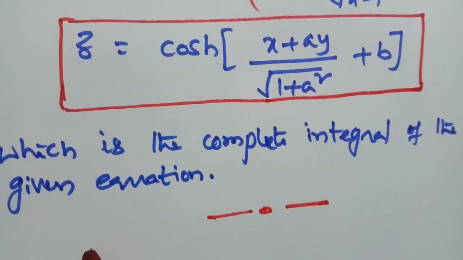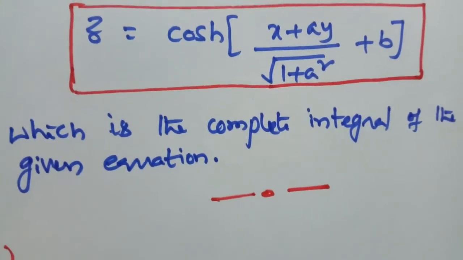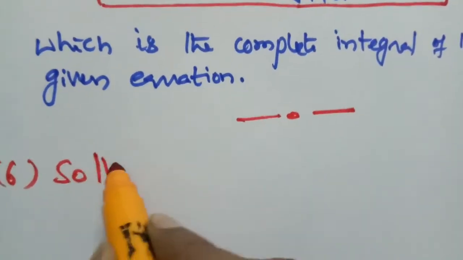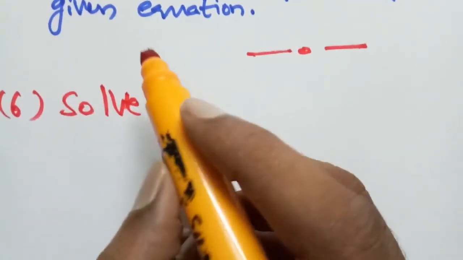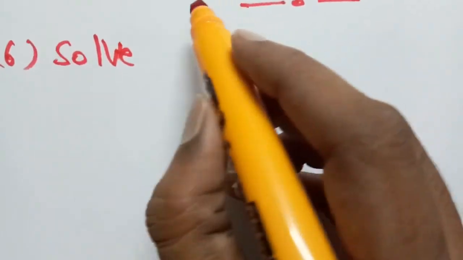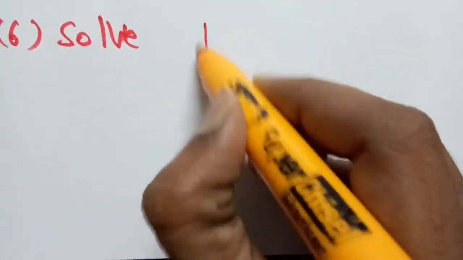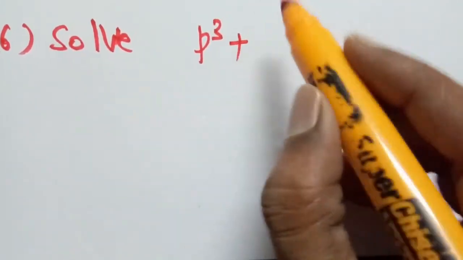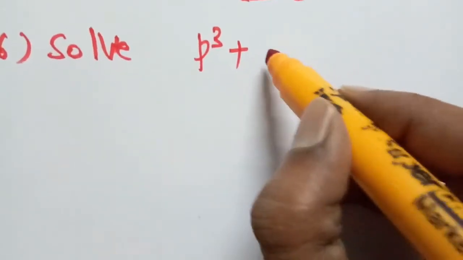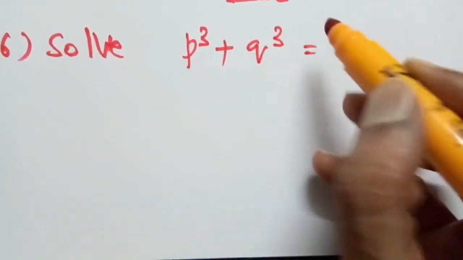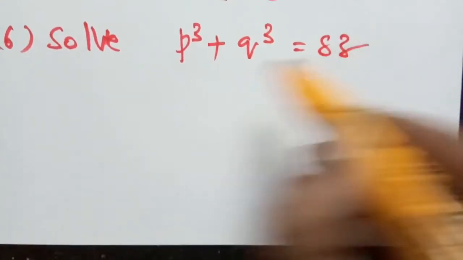Next, problem number 6. Solve p cube plus q cube equal to 8z.